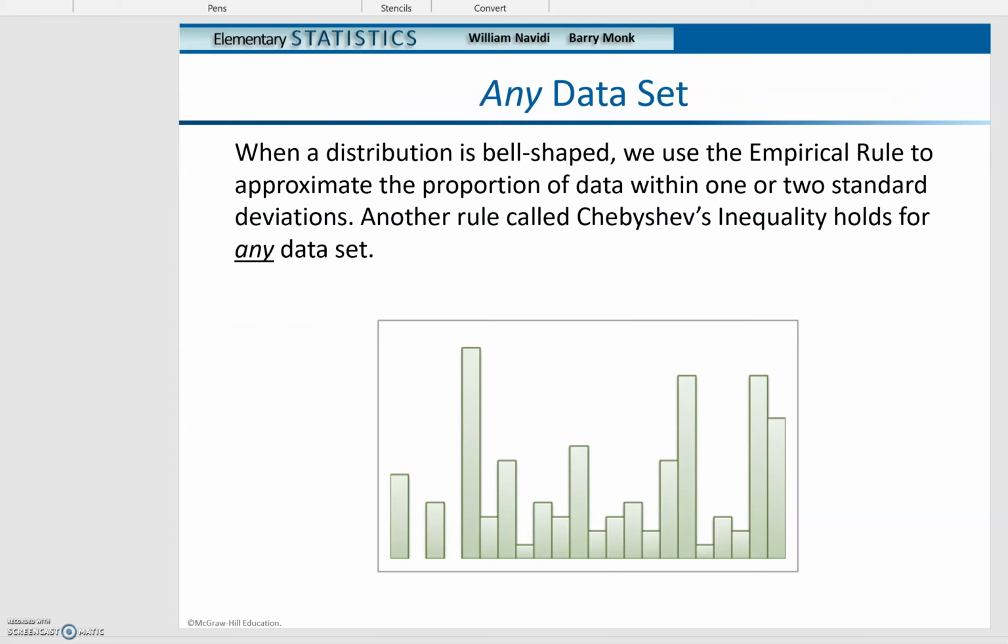When a distribution is bell-shaped, we use the empirical rule to approximate the proportion of data within 1 or 2 standard deviations. Another rule, called Chebychev's inequality, holds for any data set. Notice this does not follow the bell curve. That's why you can use this one now.